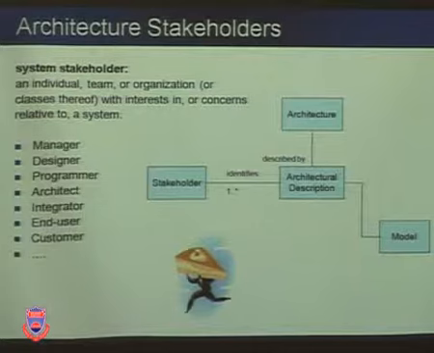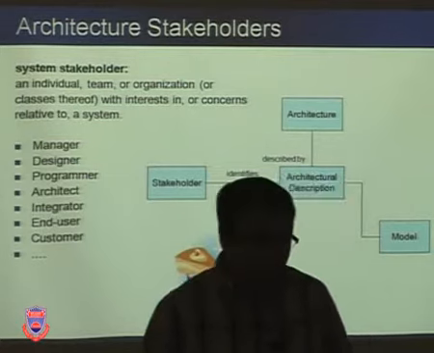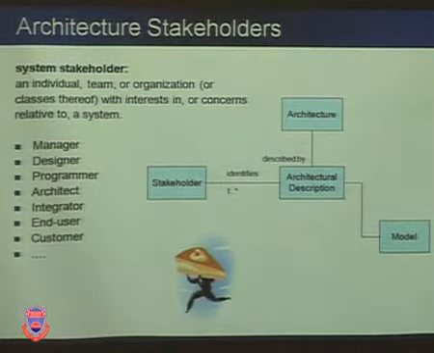So persons, teams who have interest in the system that we are going to develop. What are these persons? The roles actually: manager, designer, programmer, architect, integrator, end user, customer, etc. We have architecture. It's described by architectural description, consisting of models, and the architectural description is relevant to a number of stakeholders.